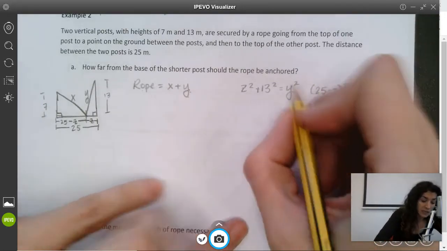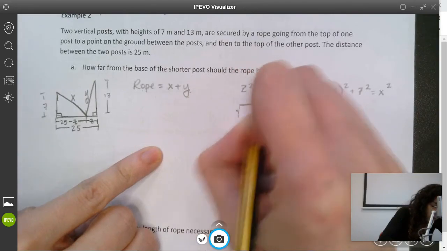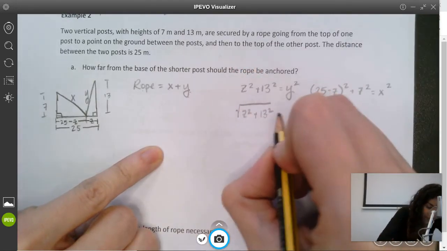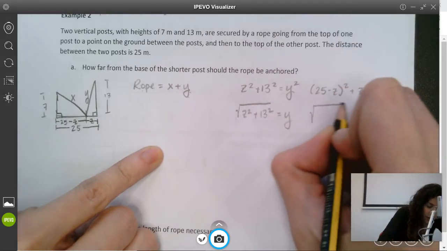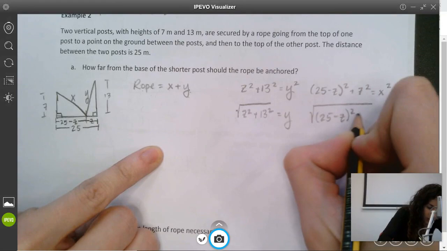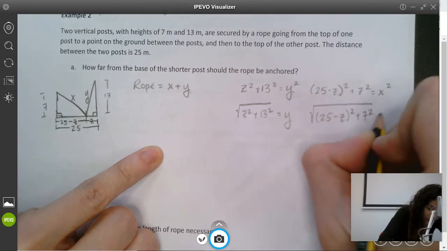Okay, well, I need to take the square root of both sides, and I've got the square root of Z squared plus 13 squared, and that's equal to Y. And then I've got the square root of (25 minus Z) squared plus 7 squared, and that equals X.